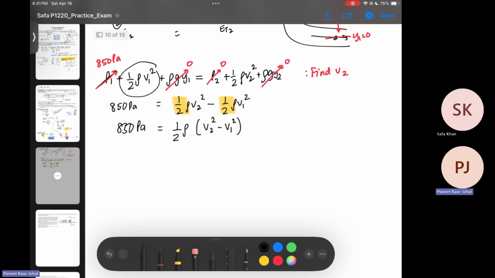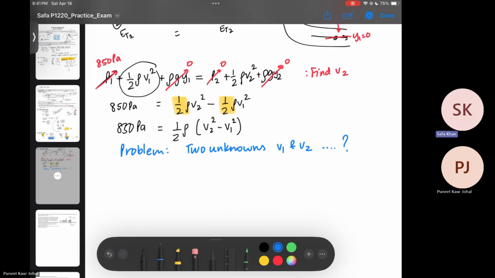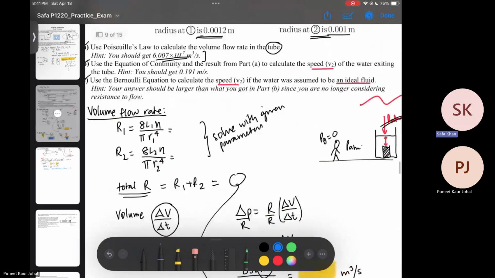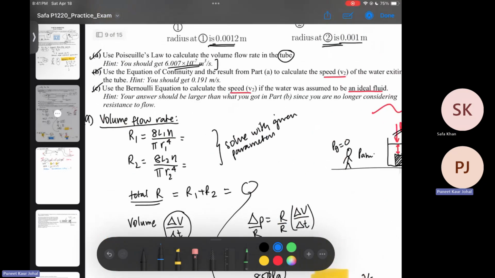And so here you will encounter a problem. The problem here is two unknowns, V1 and V2. So what do we do? We did calculate the speed of V2 in the B bit, right? Yes, but they're literally asking us to calculate it again here, which means we can't use the results from part B. It says your answer should be larger than what you got in part B, because you're not considering the resistance to flow. Yeah, okay, that makes sense. So we can't use that.